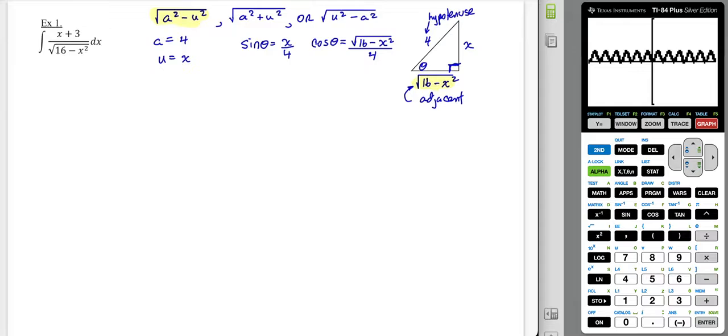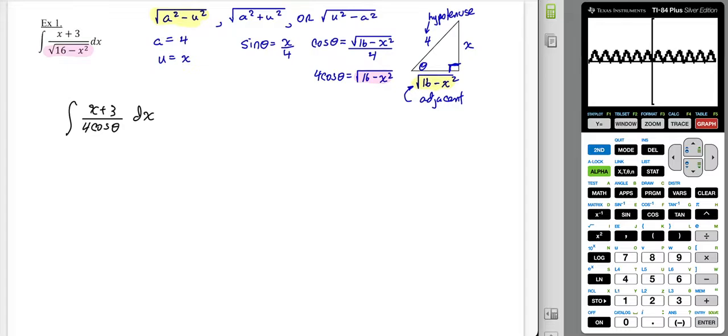So what we want to do is make some substitutions with this. Well, one thing I see right off the bat is if I multiply both sides by 4, I get 4 cosine of theta is equal to the square root of 16 minus x squared. That's a direct substitution. So the square root of 16 minus x squared could now be replaced with 4 cosine theta. But you see now we have a disagreement between variables. I got x's, dx's, but then I have thetas.